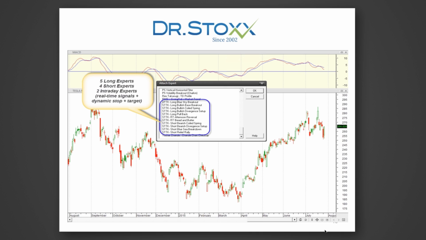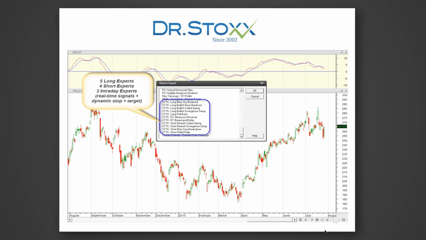And for the most part, these are the same as the explorations, but you're also going to get these two intraday expert advisors here, the afternoon reversal and the bread and butter setup. The bread and butter setup is both a long and a short setup, so it's actually two filters in one.